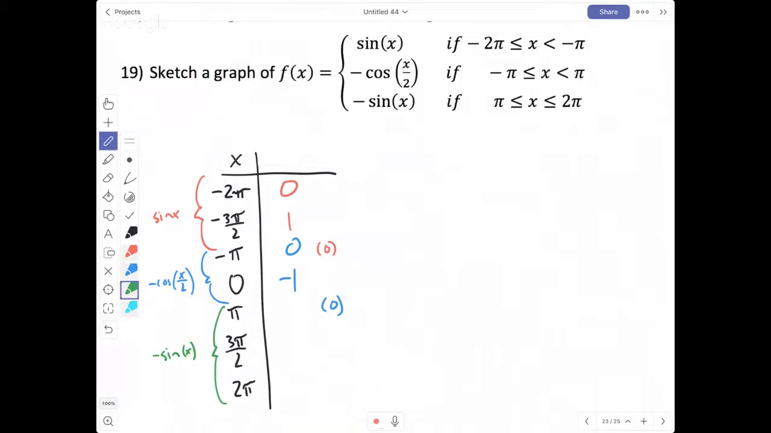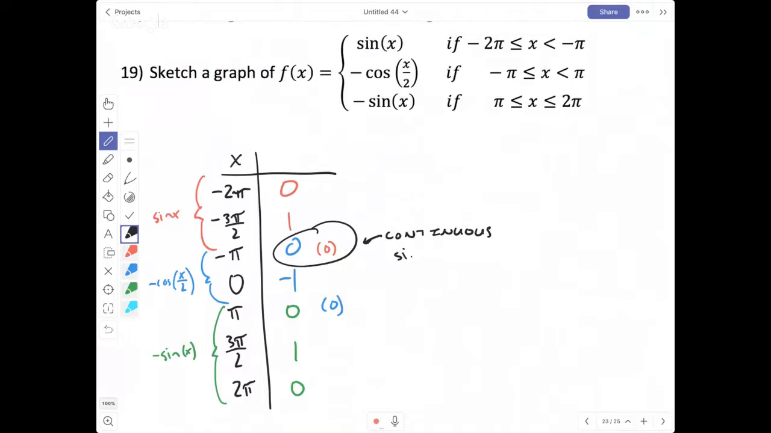And then if I plugged pi into negative cosine of pi over 2, the cosine of pi over 2 would be 0. So if I plugged it in on that blue curve, it would be 0. But it's not going to be plugged in the blue curve. It's going to be plugged in the green curve. Sine of pi is also 0, so it is 0. And then negative sine of 3 pi over 2. Well, the sine of 3 pi over 2 is negative 1. Negative negative 1 is 1. And the sine of 2 pi is 0, so negative 0 is 0. So all of these match up. These are all continuous.